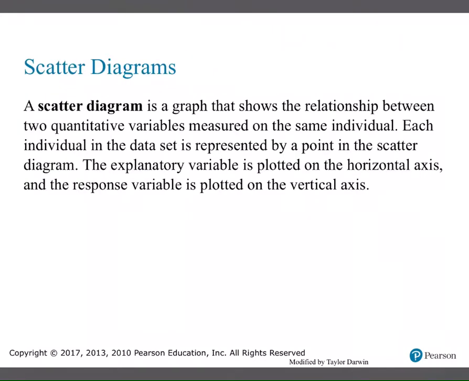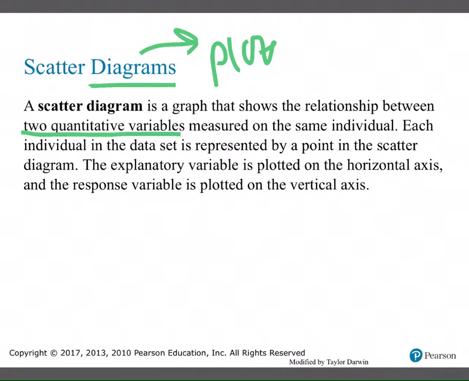A scatter diagram, you may have heard of this before, maybe a scatter plot, is a graph that shows the relationship between two quantitative variables measured on the same individual. Each individual in the set is represented by a point on the scatter diagram. The explanatory variable is plotted on the horizontal axis, and the response is plotted on the vertical axis. I think of it as an XY coordinate, and it's pretty simple when you think about it like that, but we'll take a look at what that looks like.